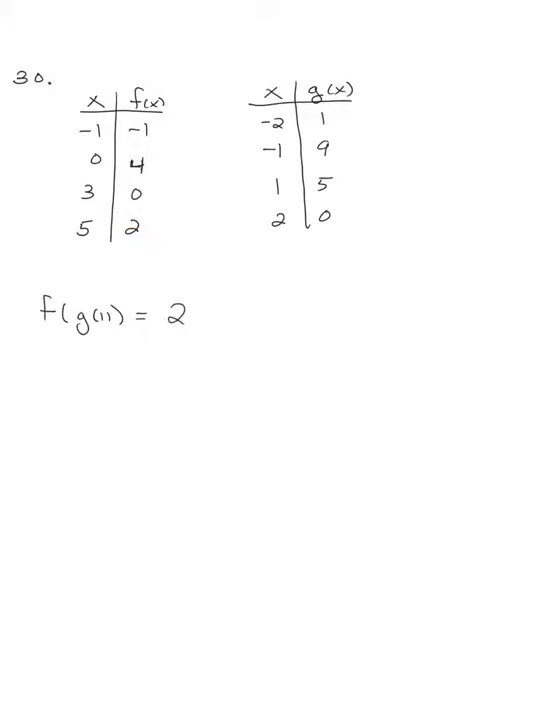Here, let's try this with the remaining ones. f of g of 2. What's that? Okay, so I first have to put 2 into this table for g. It gives me 0. I then take 0, put it into the function for f, and my answer is 4.